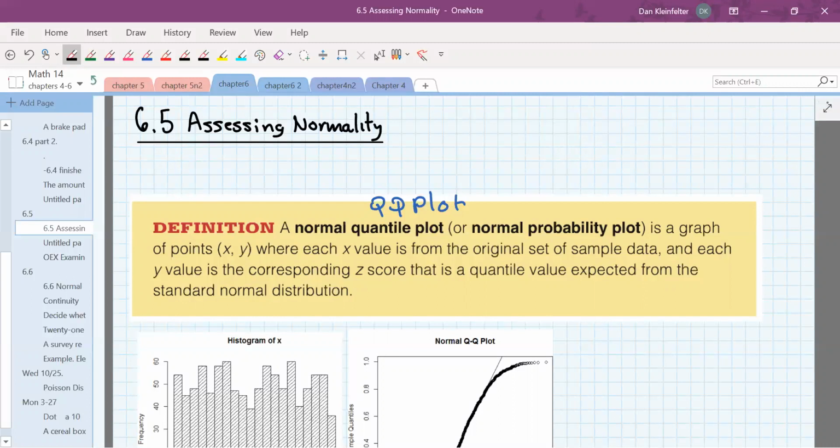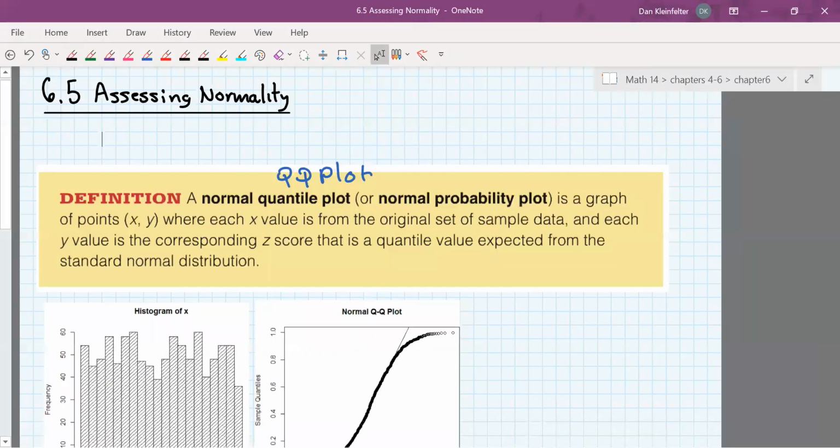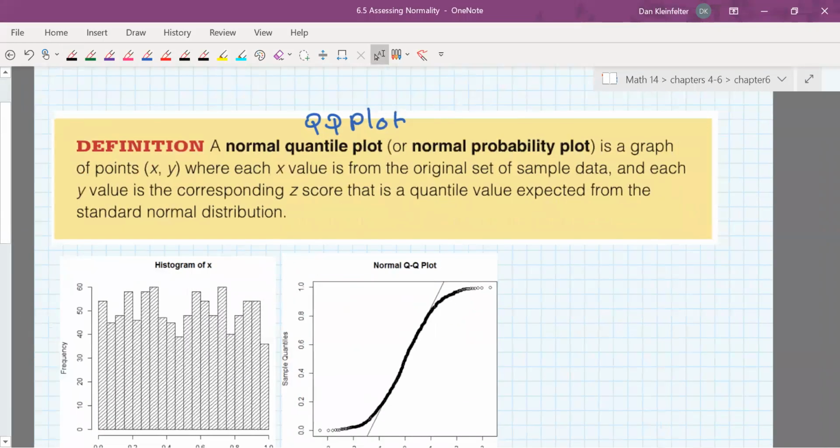So what it does is each X value, it's an XY plot. Each X value is from the original set of sample data, and each Y value is the corresponding Z score. So if you were to plot along the horizontal axis, your X values would be your raw data, and the Y values would be the Z scores. You'd get a normal plot.